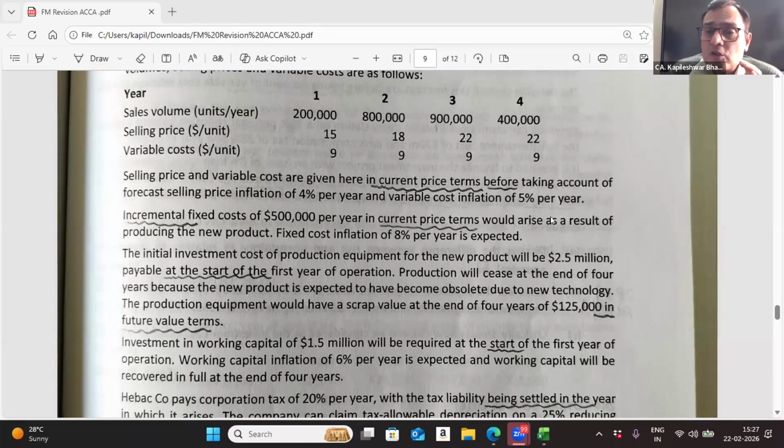Then he says the incremental fixed cost is also in current price terms and would arise as a result of producing the new product. And we're also given the inflation rate, which is 8%. Now, just to connect the dots, we're given a specific inflation rate for the selling price, a specific inflation rate for the variable cost, a specific inflation rate for the fixed cost. Does it make all the more sense that we should use MCF and MDR? Because we are given different inflation rates for different elements. So it makes complete sense that we must use MCF at MDR.